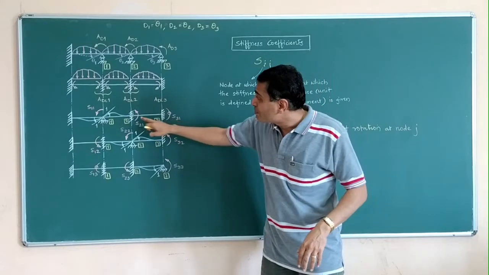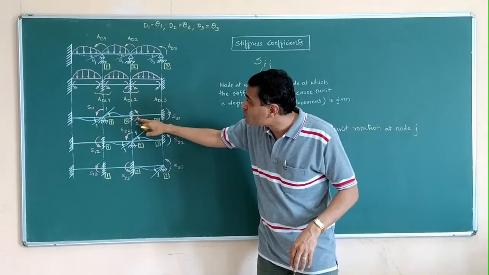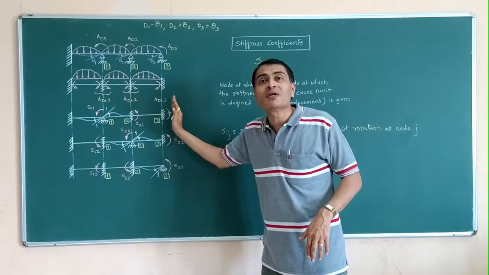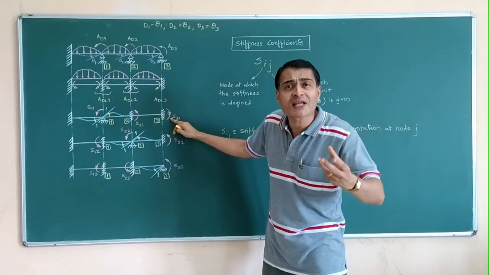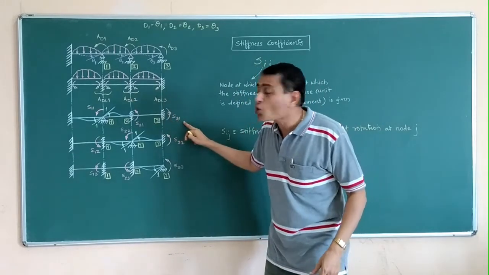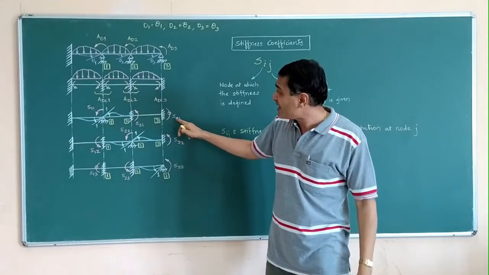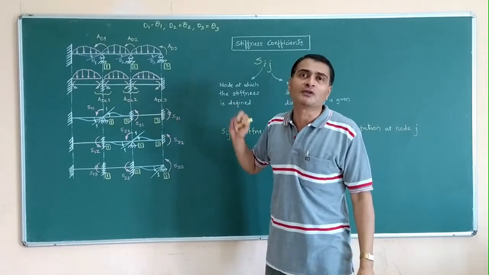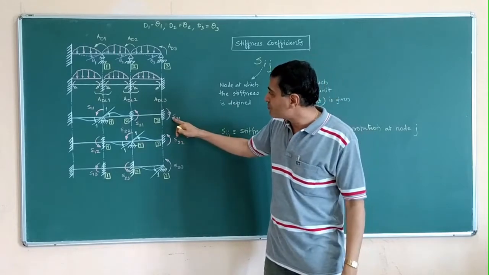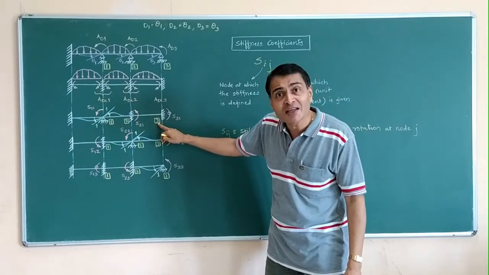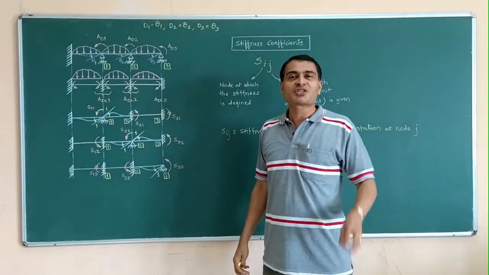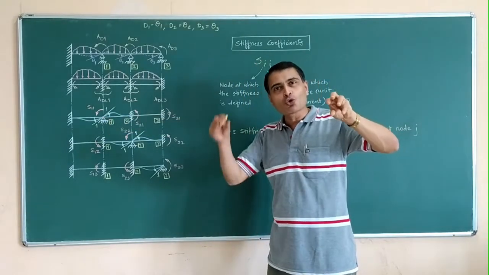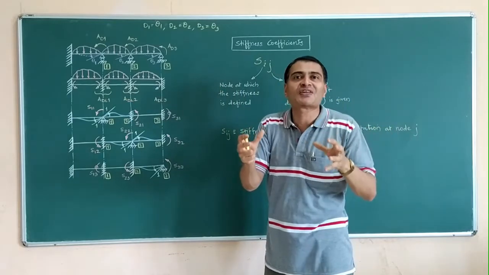Observe this: because of this fixity, because of this reaction, no further movement is carried to the other end. So here I am getting simply zero reactory movement. This I am also defining as S31. It means stiffness at node 3 due to unit rotation at node 1. Stiffness at 3 due to rotation at 1, that is S31.